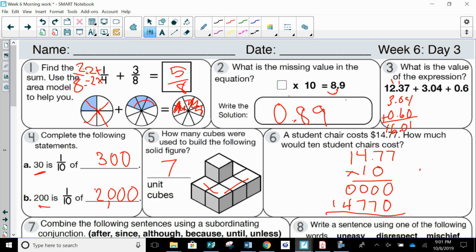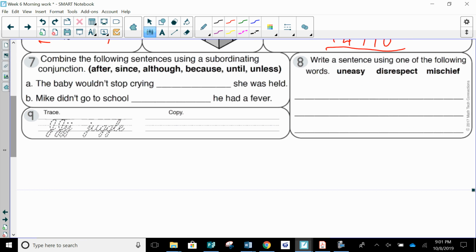So if I have 1, 4, 7, and 0. Well, when I'm multiplying decimals, I'm looking at how many places are after my decimal point. I have 2. So that means in my answer, I'm going to go over 2 places with my decimal point. And I'm talking about money, so 2 places after the decimal point. Okay, so $147.70.